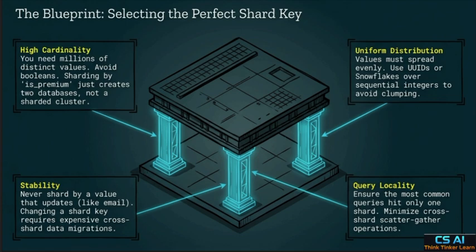The blueprint for a perfect shard key rests on four pillars. High cardinality. Don't shard by booleans. Uniform distribution. UUIDs over sequential integers. Stability. Don't shard by values that update, like email. And query locality, like minimizing cross-shard scatter-gather. If your shard key doesn't hit all four, your cluster will eventually lean.